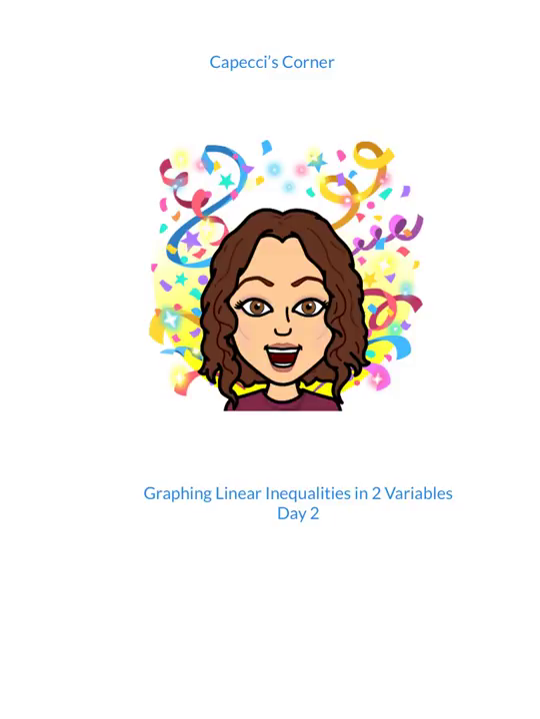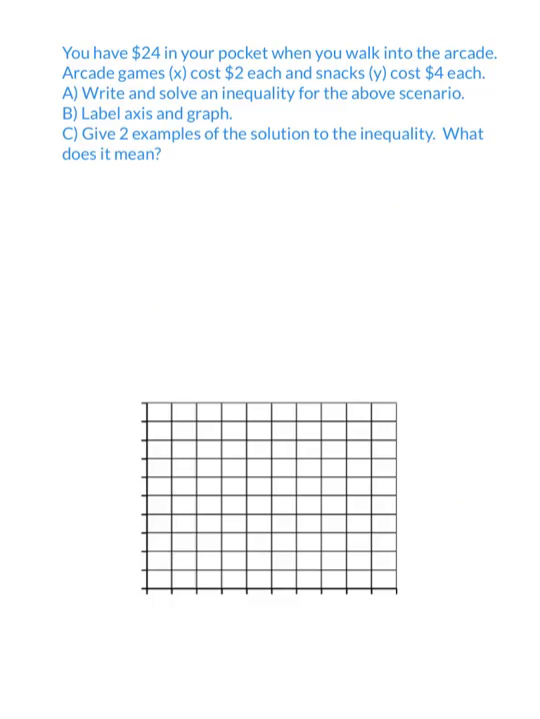Today is the second day we will be graphing linear inequalities in two variables. In today's lesson, we're going to be looking at word problems. The first word problem says you have $24 in your pocket when you walk into the arcade. Arcade games cost $2 each and snacks cost $4 each.